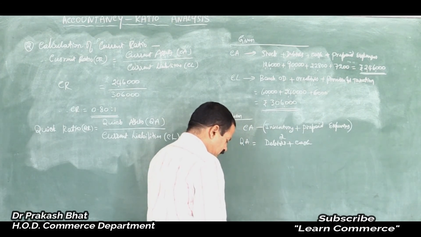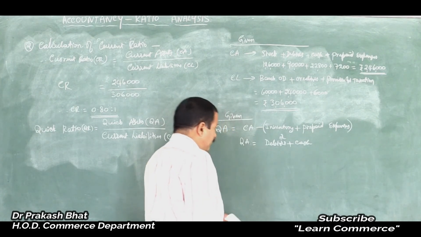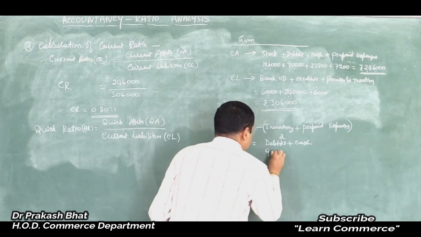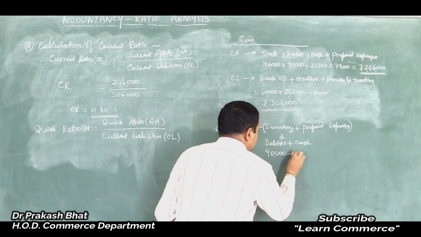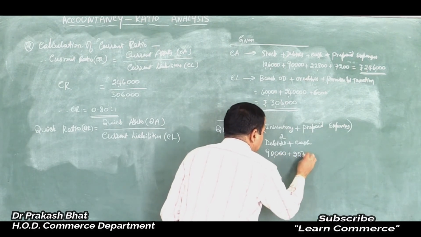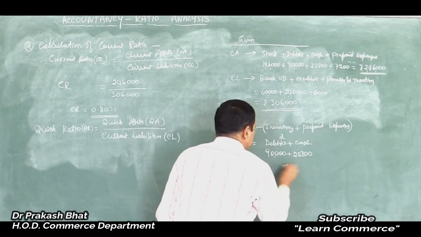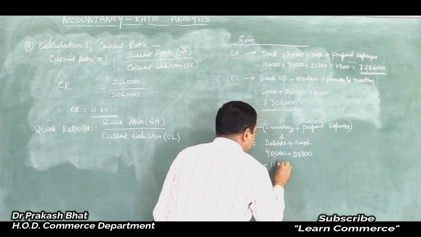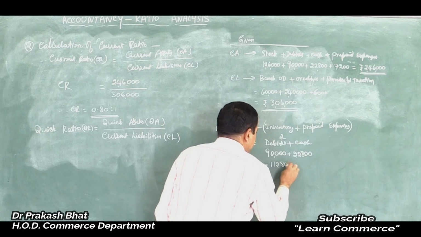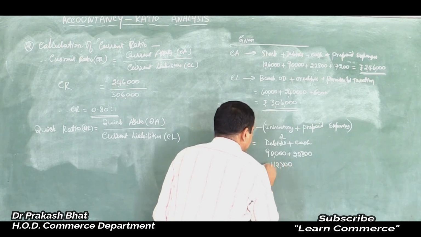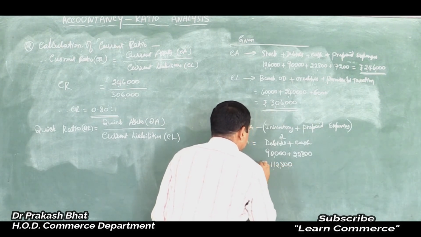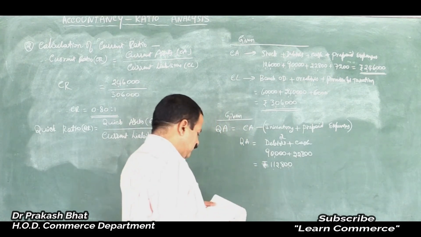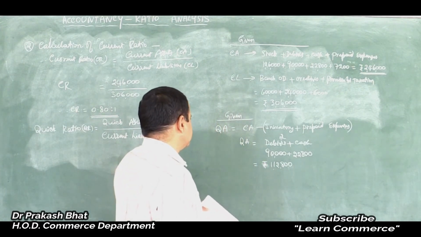How much? Debtors plus cash in hand, right? 90,000 plus 22,800 is equal to 1,12,800. Is that correct? Rupees 1,12,800. Yes, it is.